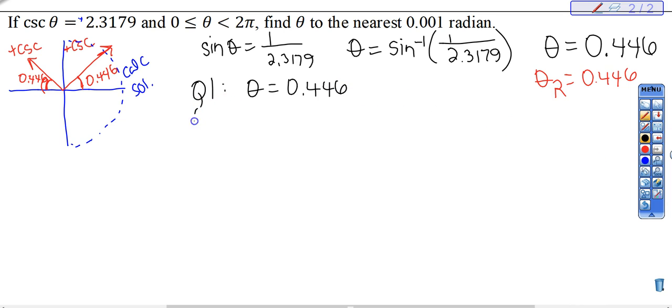Now in quadrant 2, we're going to have to do some calculations. This calculator won't give us an obtuse angle for cosecant. So what are we going to do to find theta?